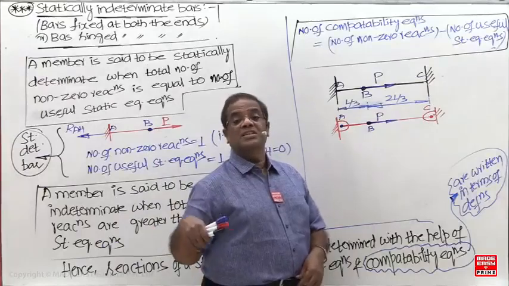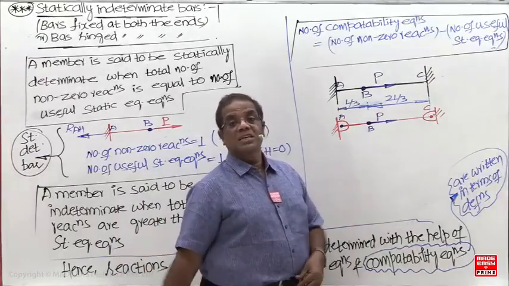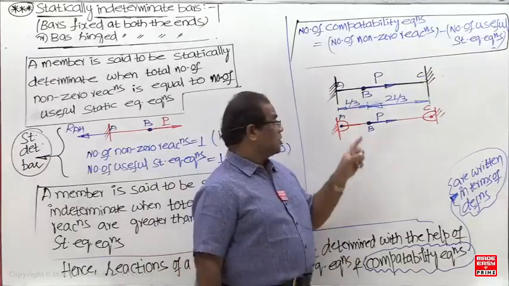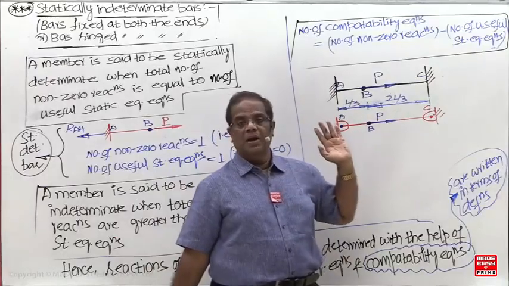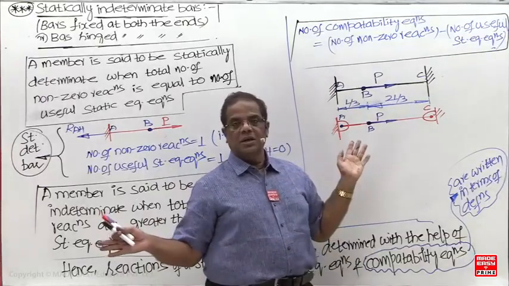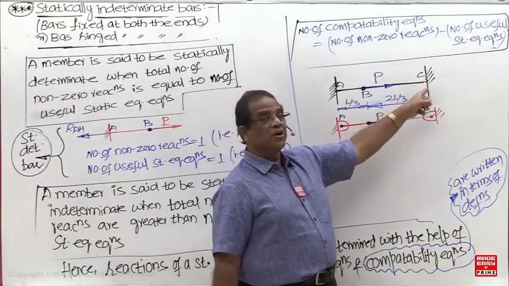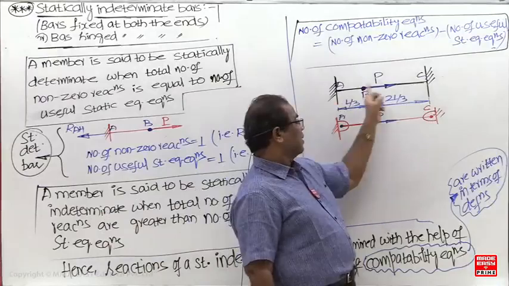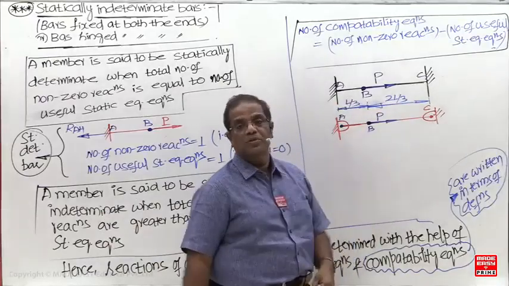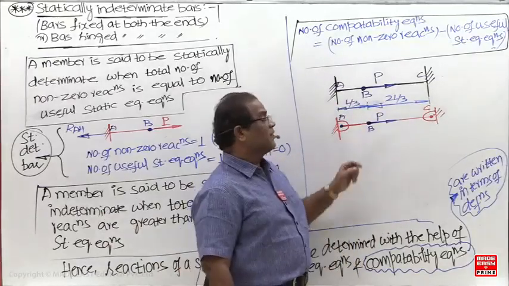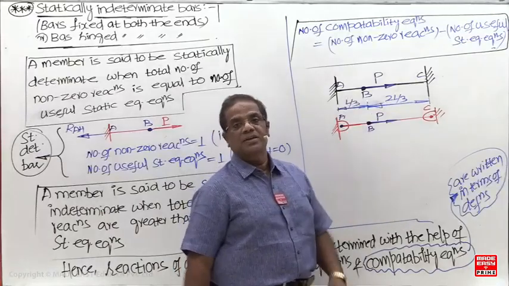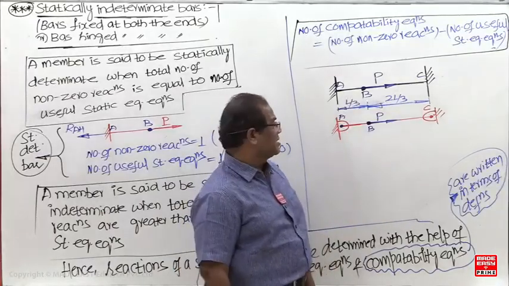But for me, the change in length should become zero. Even after application of the load, the total length of the bar should remain the same. Then in that case, you have to use two fixed supports, or two hinge supports, or the other combination: one fixed and one hinge.